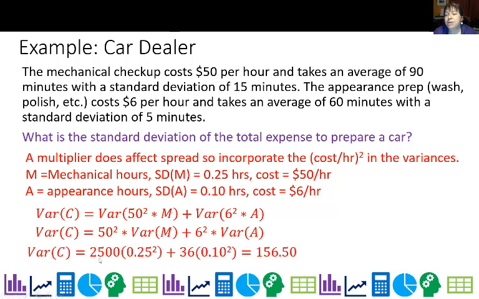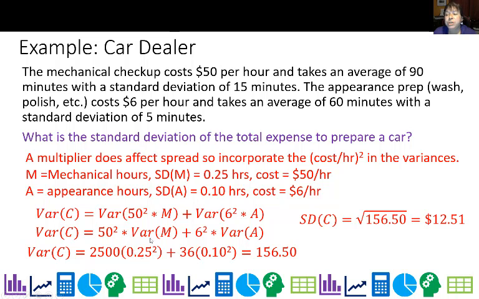All right, so I'm going to get basically 2,500 times 0.25 squared plus 36 times 0.10 squared. Ugly number, 156.5. Could be worse. So take the square root of that, and I get my standard deviation. Again, if you wanted to do this without paying attention to the variance, all you have to do is make sure you square that multiplier.